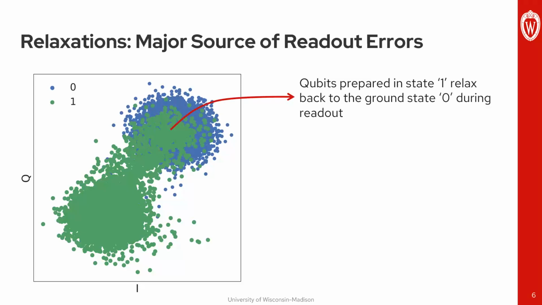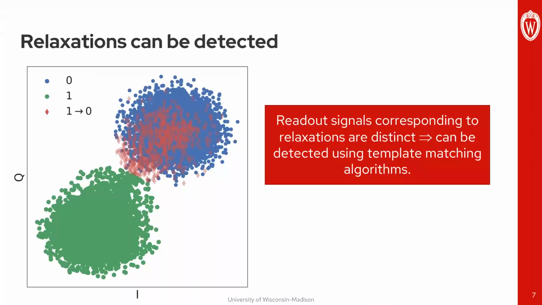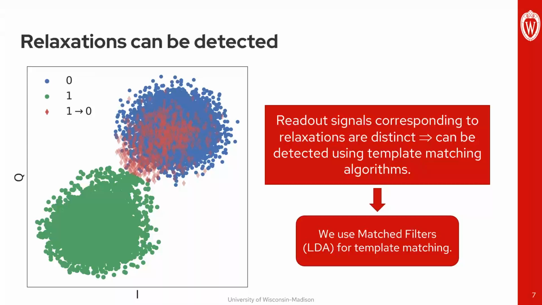This is because of relaxations, and it is a major source of errors, as shown in this chart, which signifies how relaxations affect the accuracy of detecting state 1. The key insight of our work is that these relaxations, shown by the red diamonds on the left image, can be detected, and we use match filters to detect these relaxations.